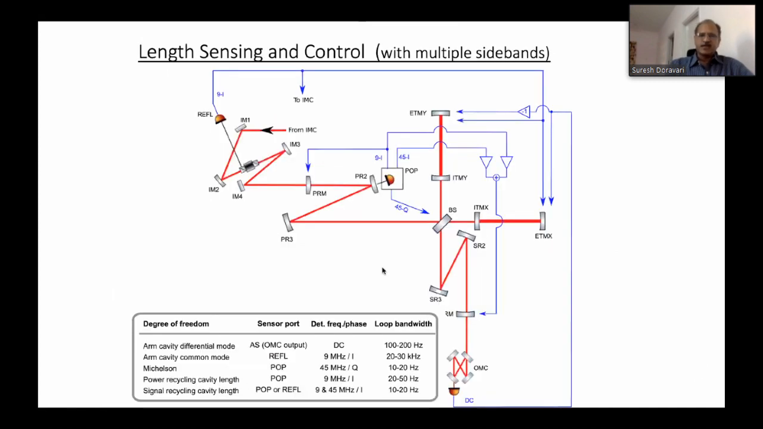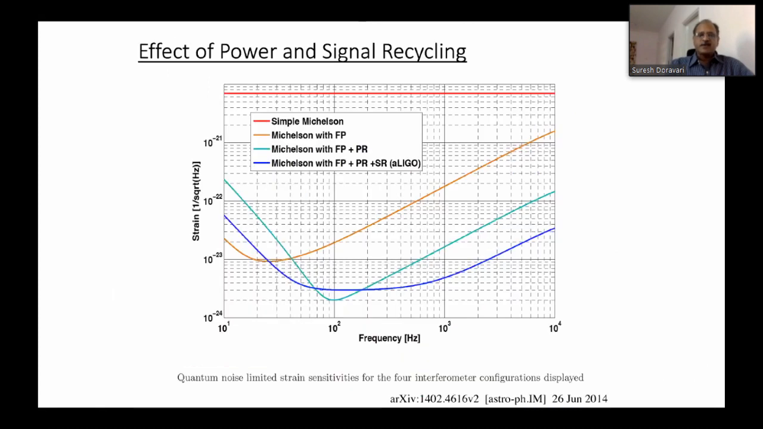In order to do that, we have this elaborate length control scheme, which I will not go into just now. Maybe if time permits, we can come back to it later. The effect of going from one configuration to the other is to increase the sensitivity of the detector and increase the frequency region over which the interferometer is sensitive.